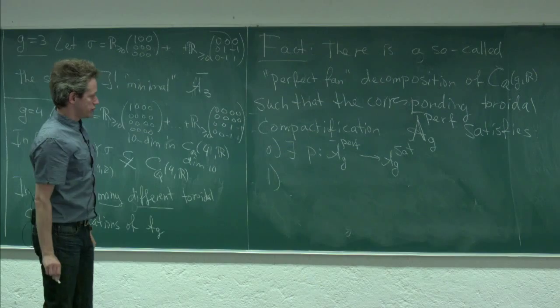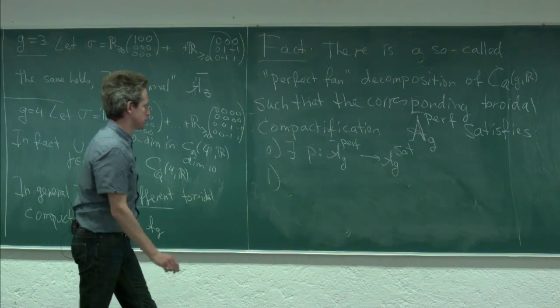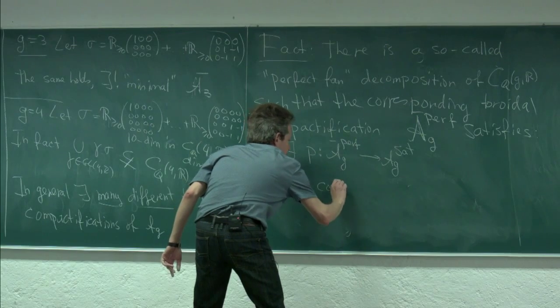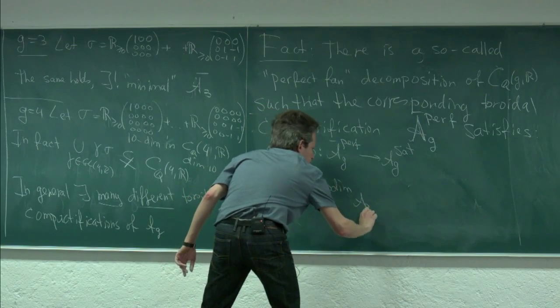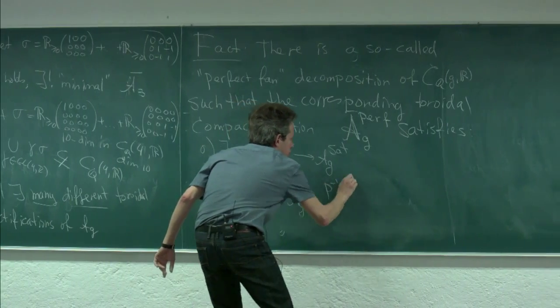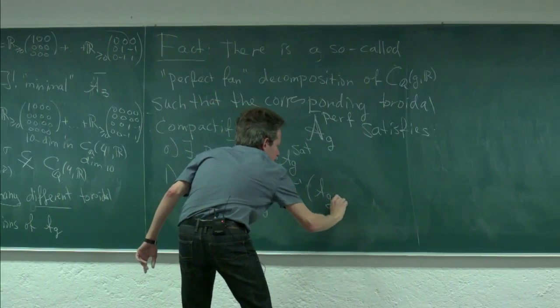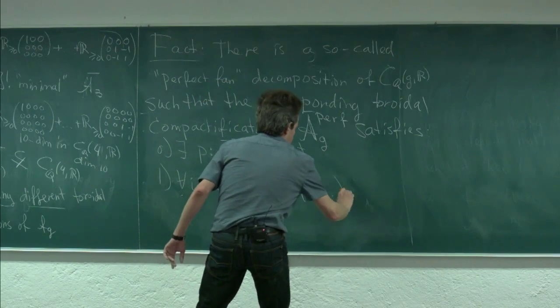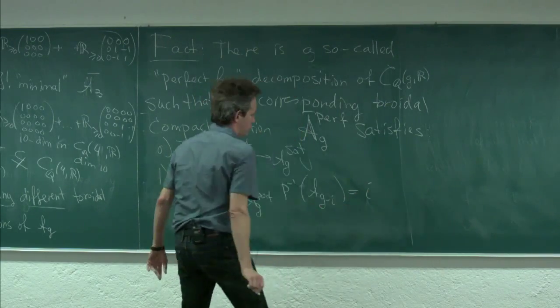Something special about the toroidal compactification is the following, is that for any I, the codimension in the perfect cone toroidal compactification of the preimage of A_{G-I} inside here has codimension I.